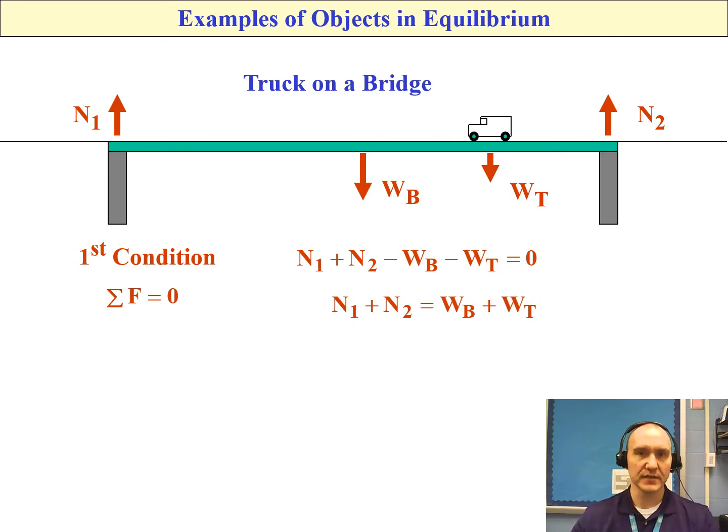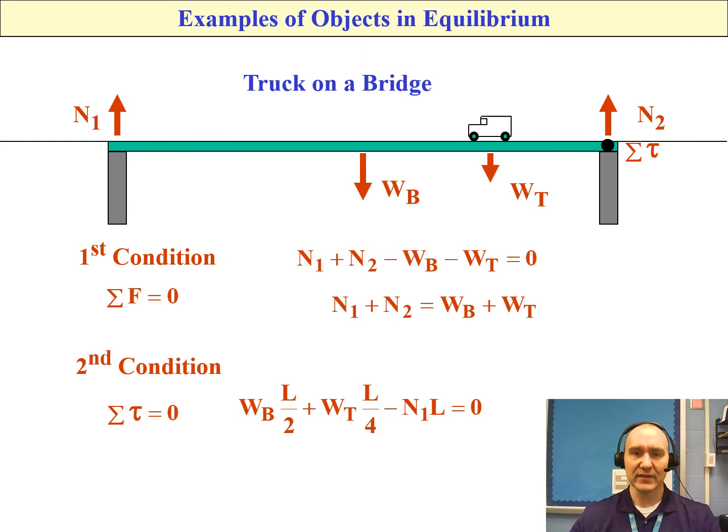All right, nothing changes there. Now what does change a little bit, with net torque equal to 0, when we put that pivot point back at N2, is that we have a little bit of a difference as far as the distance of the truck. With the pivot point being here, instead of the truck being 1/2 the length of the bridge, it is now 1/4 the length of the bridge.